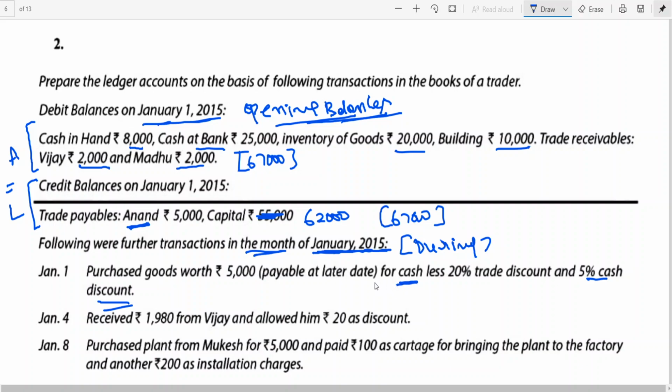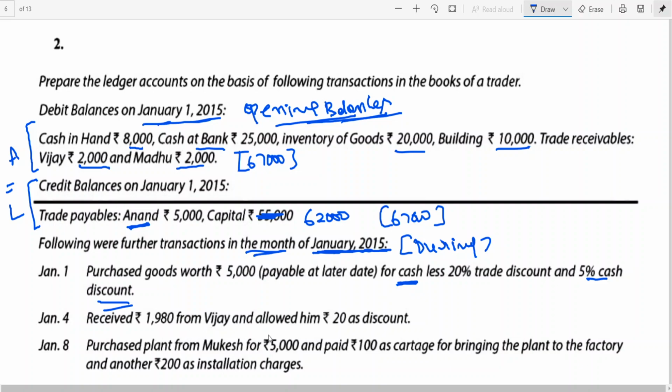That means they have given the option. We assume that the option has been given. The option has been given to buy the goods, but you are making payment because, since it is for cash, a 5% cash discount has been given.